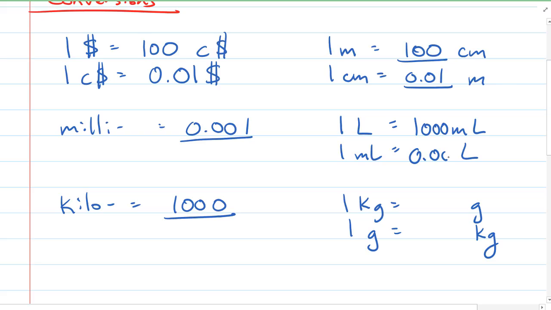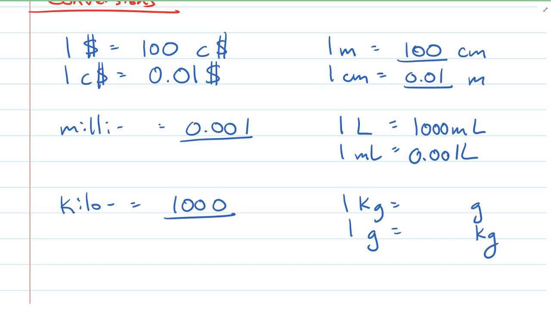1/1000. It's going to be 0.001, because that's what milli means. Milli means 0.001. So the larger number goes with the smaller unit, and the smaller number goes with the larger unit. It doesn't matter whether you write it like this or like this, both of these conversions are correct.